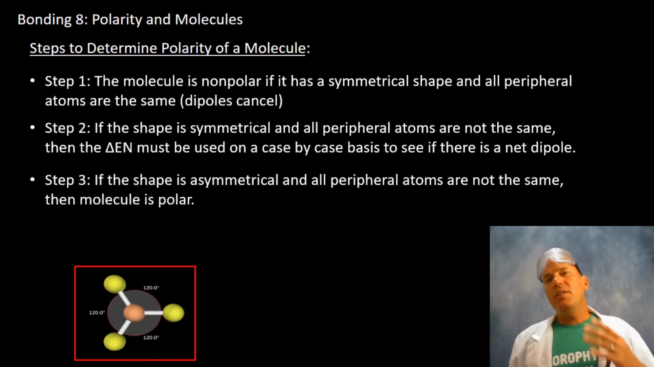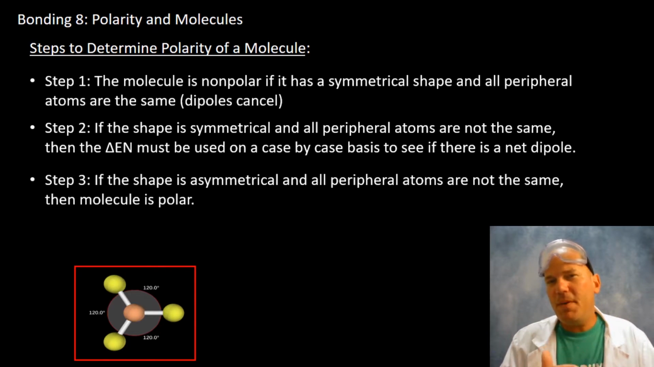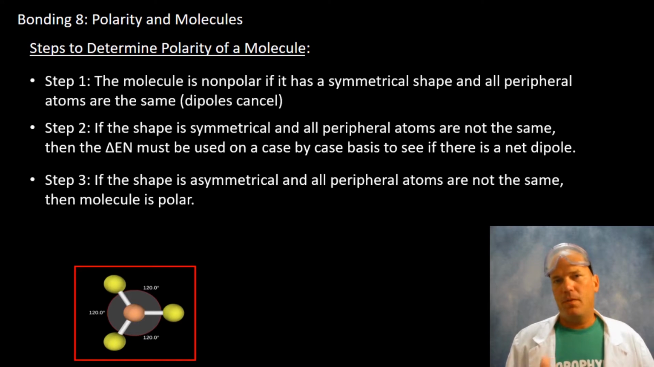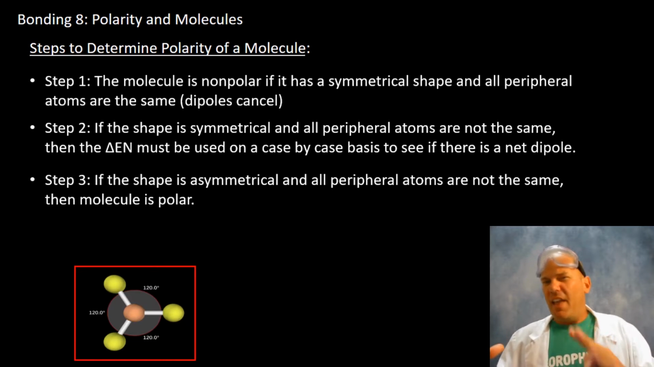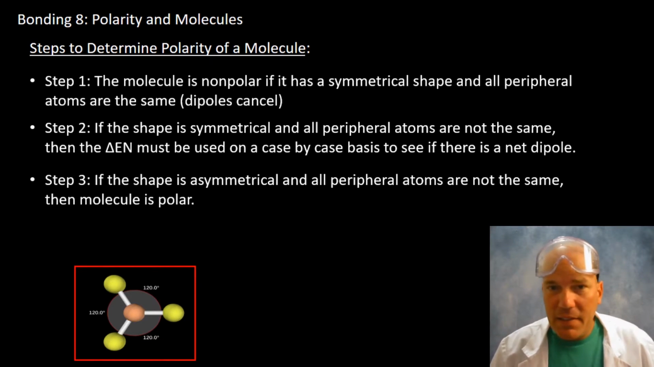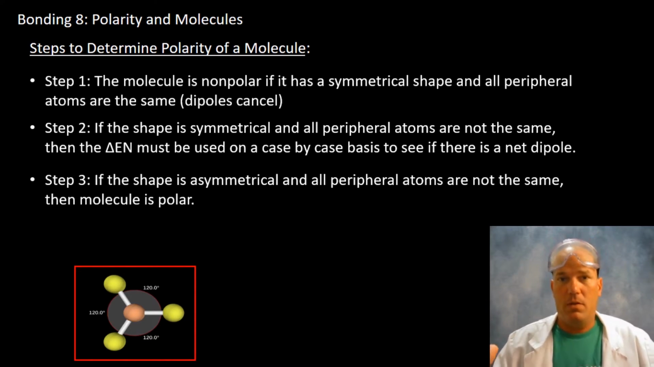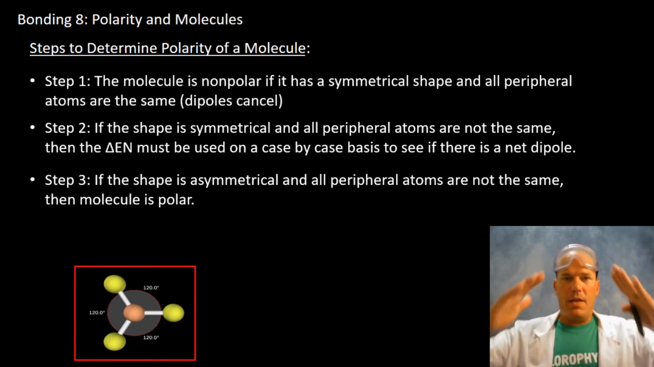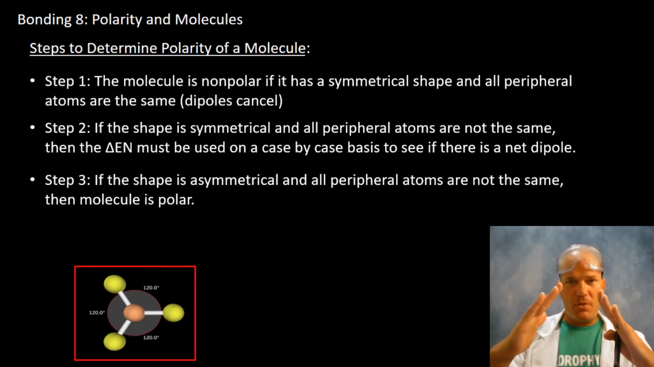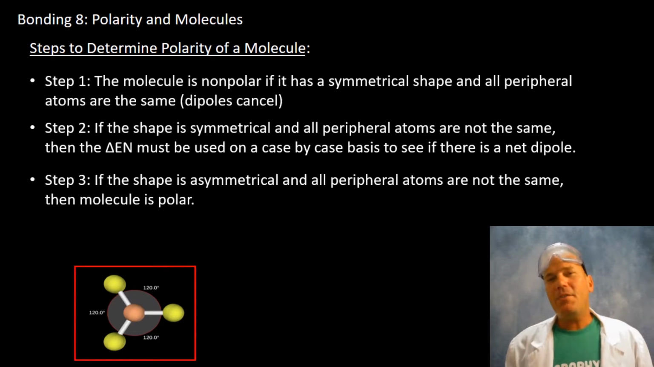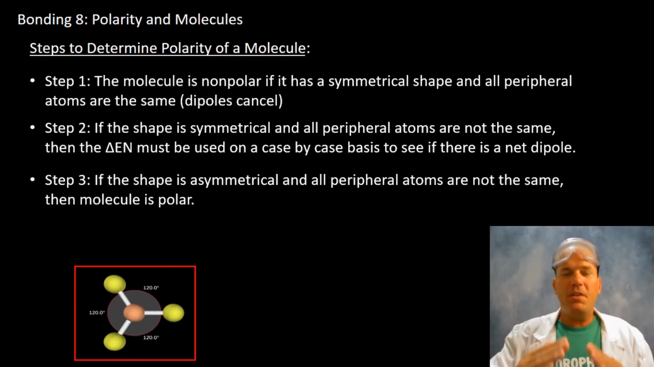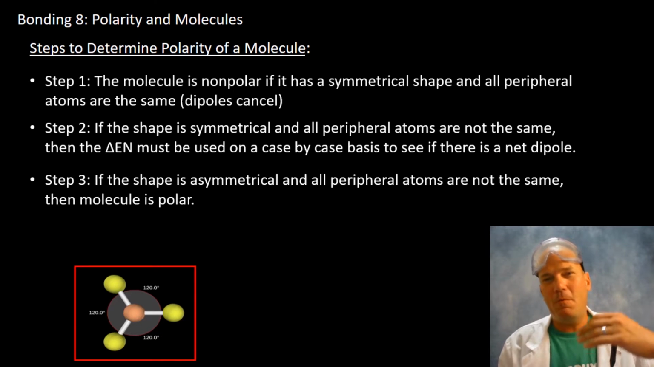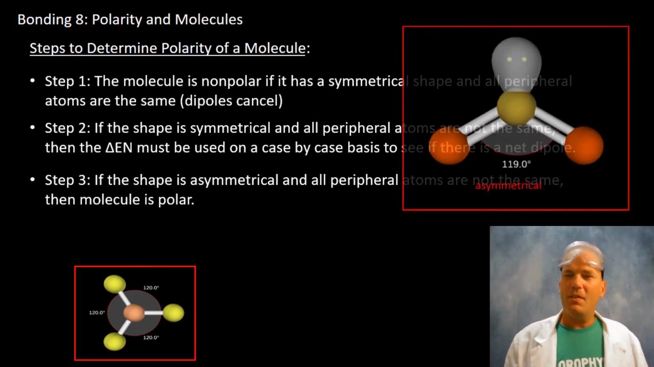All right. Step number 3, if the shape is asymmetrical, if it is not symmetrical, then all peripheral atoms are not the same. It's polar. All right. So we saw that one with water. It had that bent asymmetrical shape. So those lone electron pairs on the central species are often going to result in an asymmetrical shape and therefore a polar molecule.